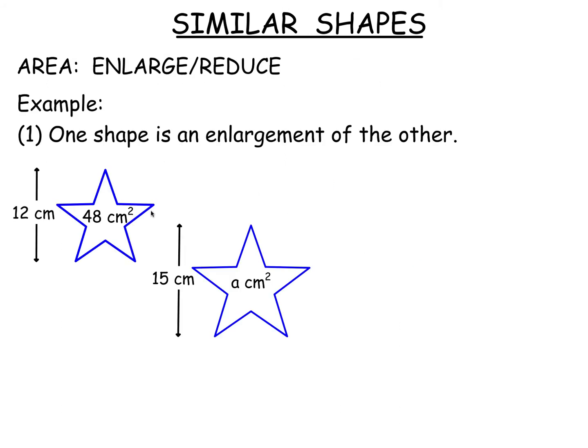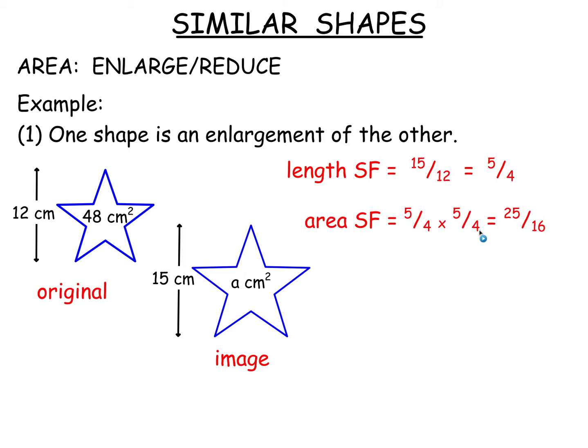Now we apply it. This little star has been scaled up to the big star. The 12 height gets scaled up to 15, but what happened to the area? What did 48 become? We're trying to work out A. That's there for the image. Scale factor is image over original. For lengths, it's 15 over 12. That simplifies to 5 over 4. Top divided by 3, bottom divided by 3. It's top heavy, so it's an enlargement. That's an improper fraction. Area scale factor, square the length scale factor, 5 5s, 4 4s.